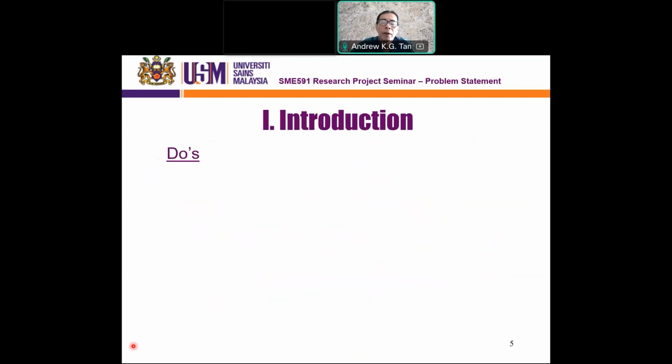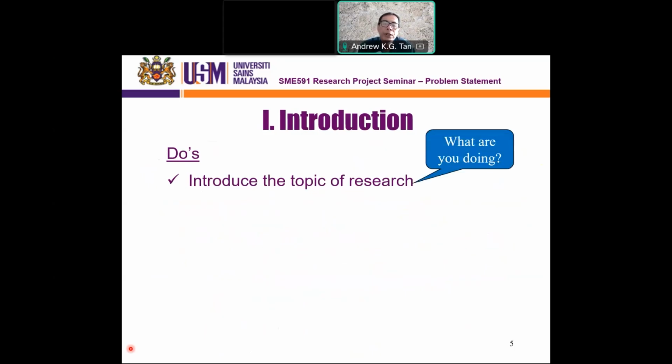The do's for introduction. Number 1, whenever you are writing the introduction for your research project, do introduce the topic of research. Do introduce the topic of research. What do I mean by do introduce the topic of research? You have to introduce what you are doing in your study in the introduction, right?